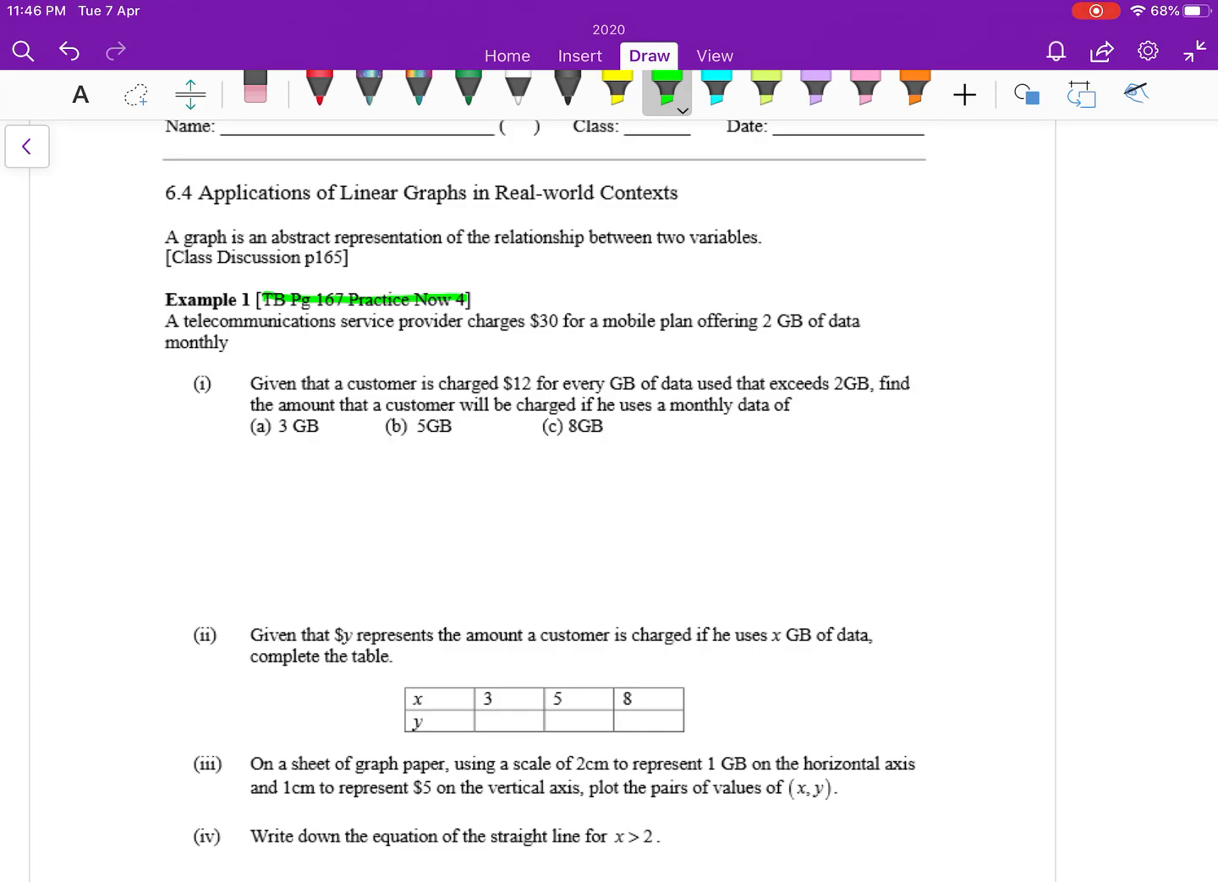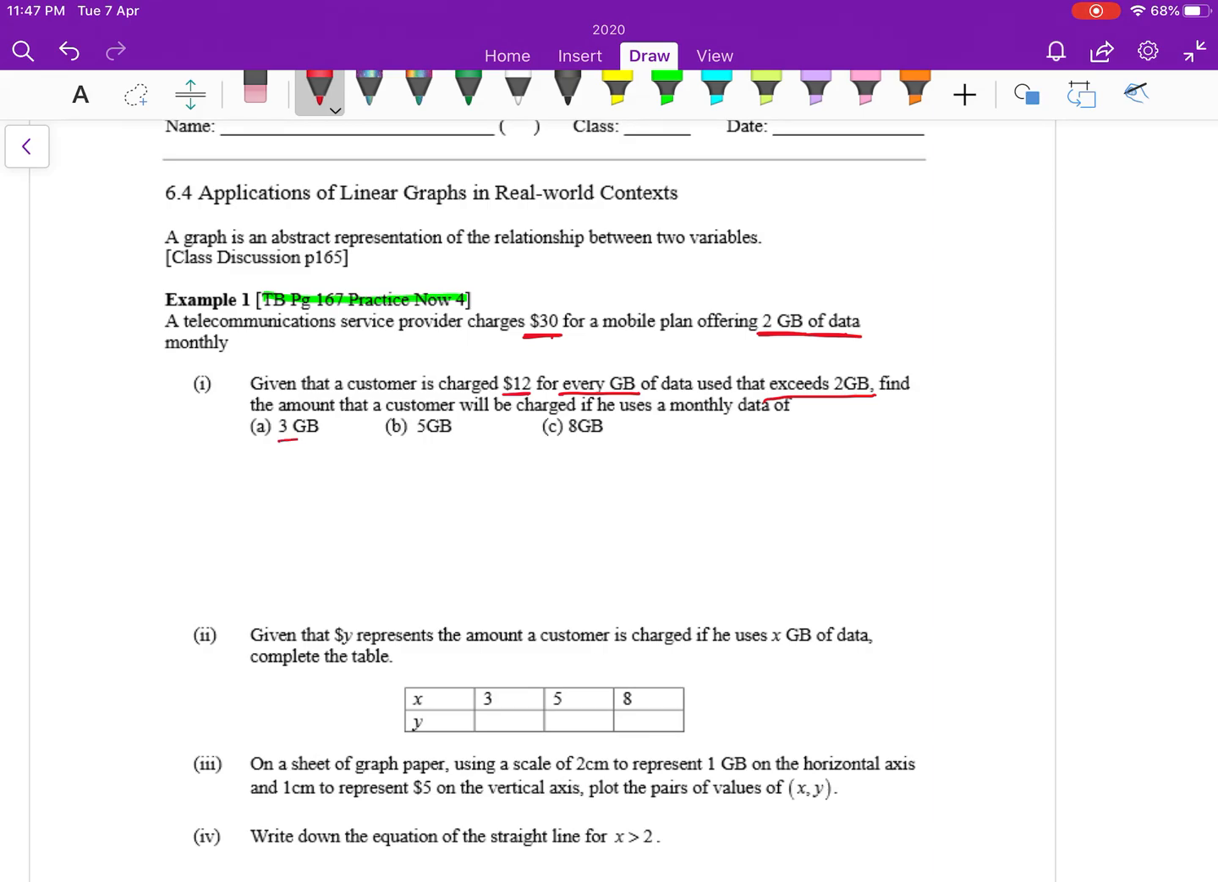So this question says a telecommunication service provider charges $30 for a mobile plan offering 2 GB of data monthly. Okay, so this is important information. You pay $30 for the standard 2 GB of data. Then part 1, given that the customer is charged $12 for every gigabyte of data used that exceeds 2 GB, find the amount that a customer will be charged if he uses a monthly data of 3 GB.